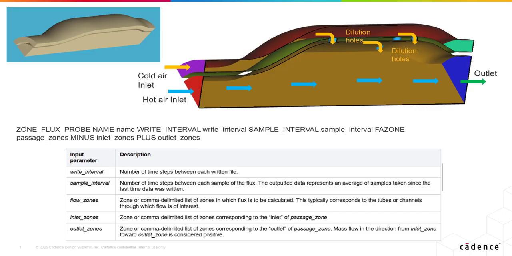Let's understand the command with a simplified geometry which resembles the combustion chamber. The geometry has multiple flow inlets for hot and cold air. Inside the chamber, dilution holes are provided through which cold air passes and mixes with the hot air. Mass flow data through such holes is very critical in combustion chamber designs.